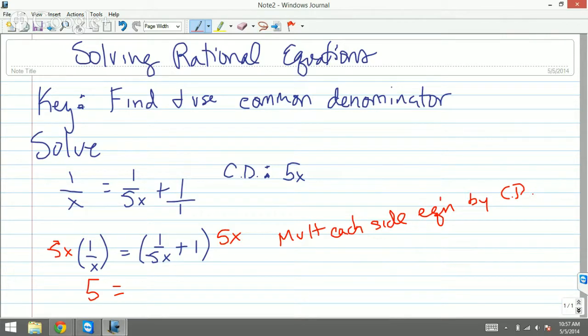Okay, on this side, what's this property called? Distributive property. So if I put it with this one, I get 1, right? And put it with that one, and we get 5x. You can solve that, right? Like I told you, the key there is find the common denominator, multiply each side, now solve.